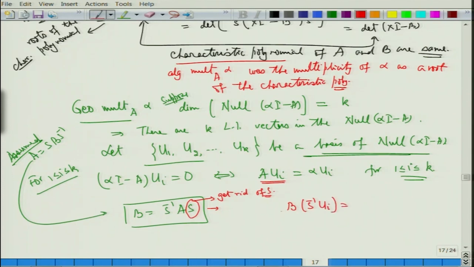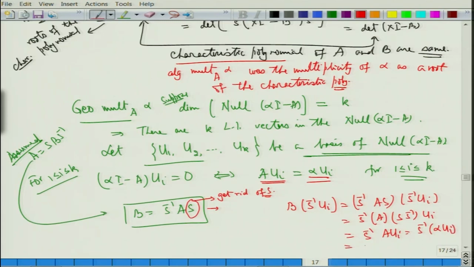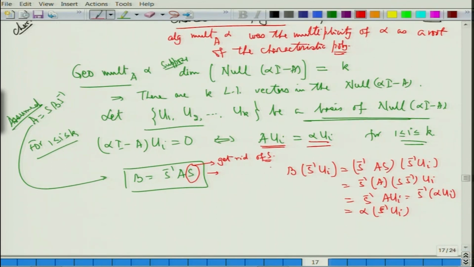So B is S inverse AS, and you are multiplying by S inverse of ui. Therefore what you get is S inverse of, S and S inverse cancel out, A here, S S inverse of ui, which is S inverse of A ui, which is alpha ui, which is the same as alpha times S inverse of ui. Fine. So you can see here that B times S inverse of ui is equal to alpha times S inverse of ui.